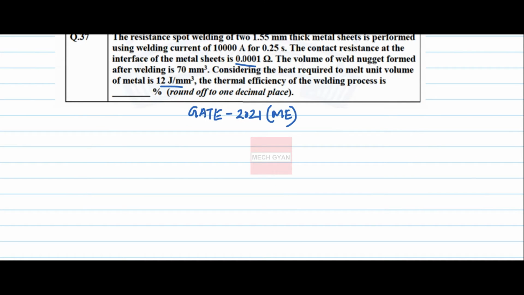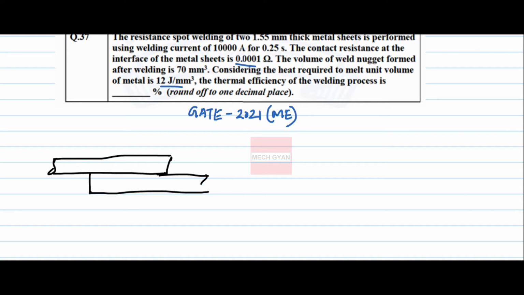So we have two metal sheets. So consider this as the metal sheets. Two metal sheets are welded using resistance spot welding. So this resistance spot welding creates a nugget. So this is a nugget, and two electrodes are basically used.